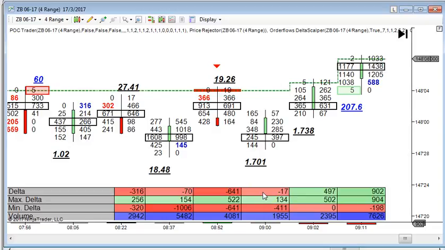Could easily be positive delta if there was just another 18 lots on the offer for someone to trade. Maybe there just wasn't at that time, because this is a range bar. But anyway, that's kind of a bad sign right there. I said, just because you have one bar, a divergence, a new high with a negative delta, don't take them blindly. Wait for some confirmation to show up.